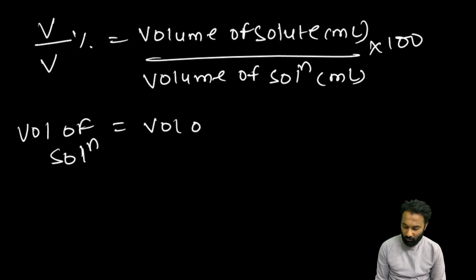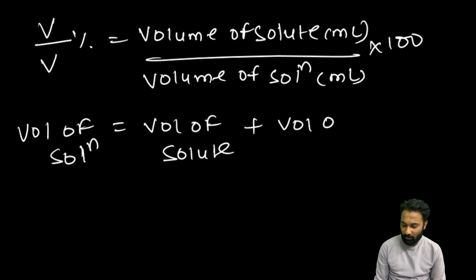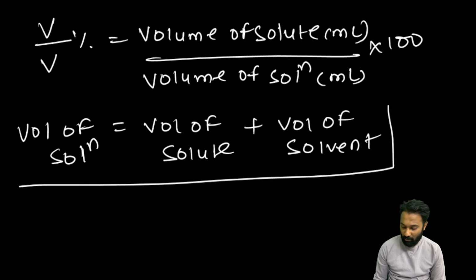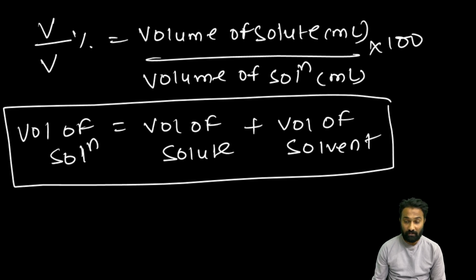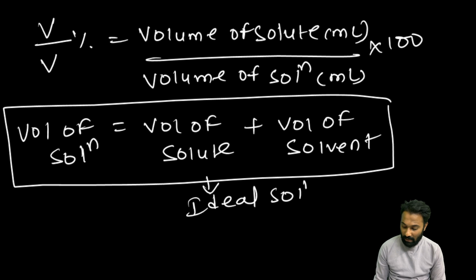The volume of the solution is equal to volume of solute plus volume of solvent. This is applicable only for the ideal solution, that I explained very clearly. Why it is only for the ideal solution, I will explain in this chapter itself when we start Raoult's law. There I will explain why the volume of the solution will be volume of solute plus volume of solvent. Don't worry. Okay, now this is temperature dependent.